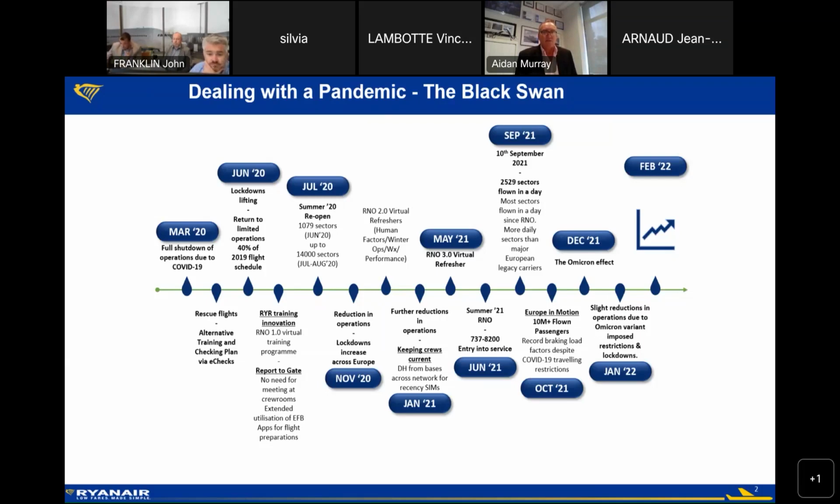We faced lots of challenges during that period. One was keeping our aircraft current, and also keeping all of our crew members current, because we believed the best thing to do was to keep everybody engaged and everybody current. So we were ready for when the industry did see signs of recovery, that we had the crews and teams in place to support that.